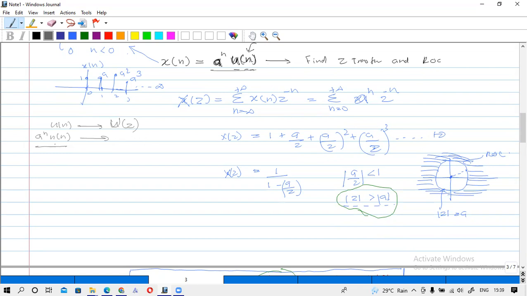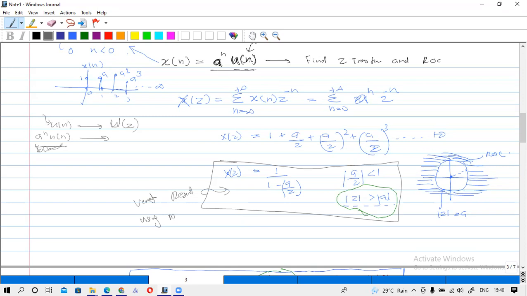So you can verify this. We have already found it; I think this is example 2 or 3 we have done in our class. So we have found the Z transform of u[n]. Now the u[n] is multiplied by a^n, so this product has this Z transform, and you can verify this result using the multiplication property also.